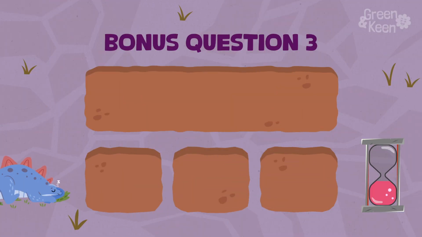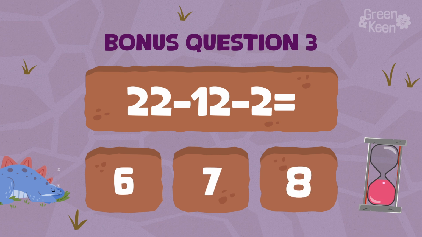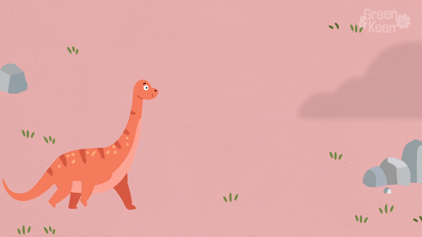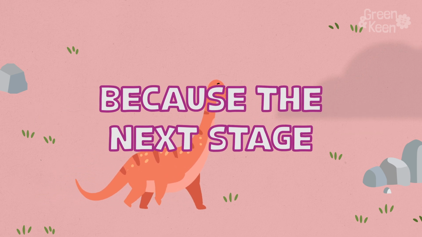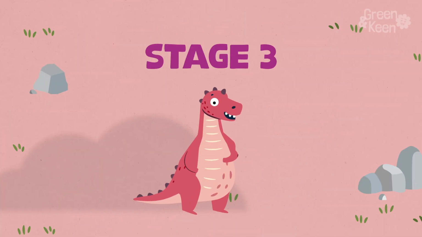Bonus question number 3. 22 minus 12 minus 2 equals? The answer is 8. Great job, Smart! But the fun doesn't stop here. Hold on tight, because the next stage is going to be a blast. Stage 3.